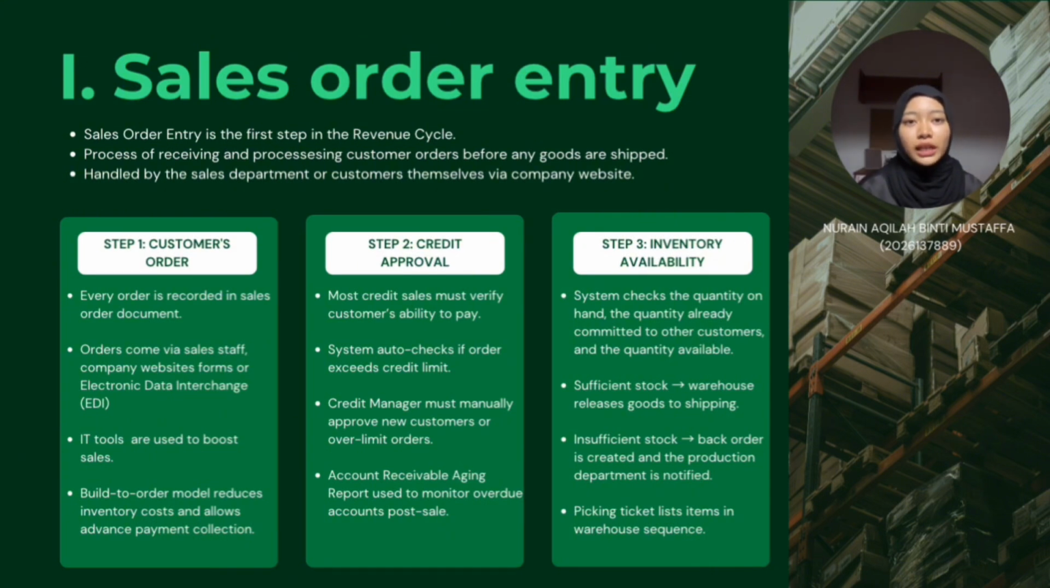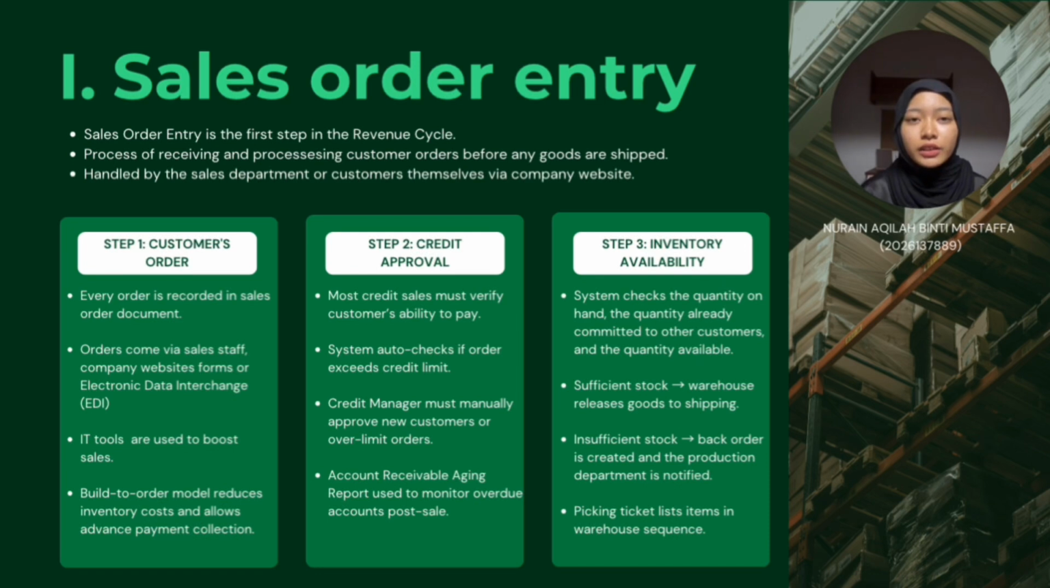Traditionally, this was handled entirely by the sales department, but today, companies increasingly allow customers to enter their own orders directly through a company website, reducing manual work and cutting costs. So, what happens when an order comes in? Every order is recorded on a sales order document, which today is usually in electronic form. The document captures the item numbers, quantities, prices and terms of the sale.